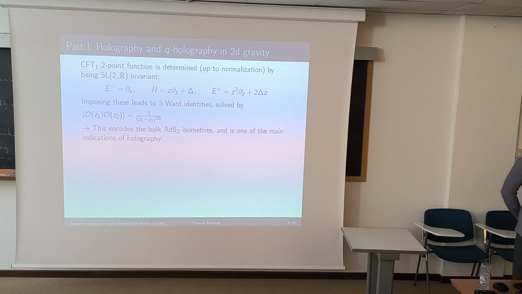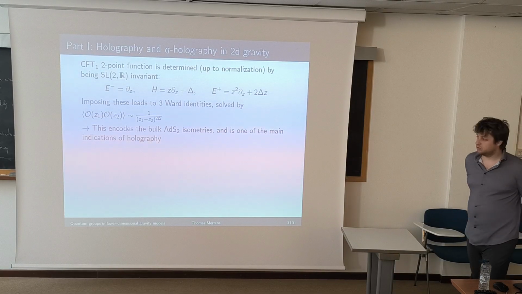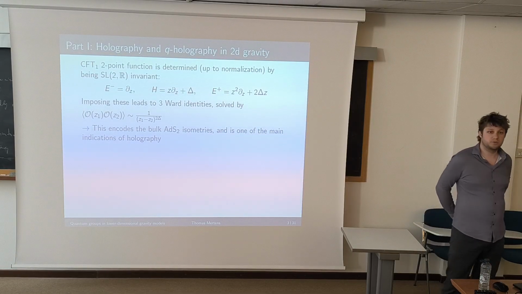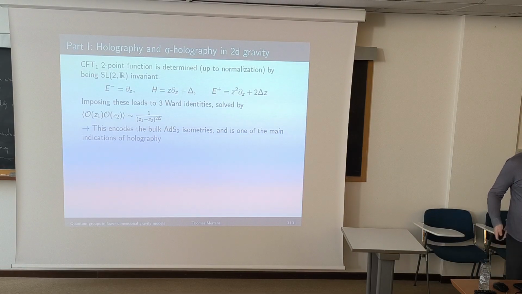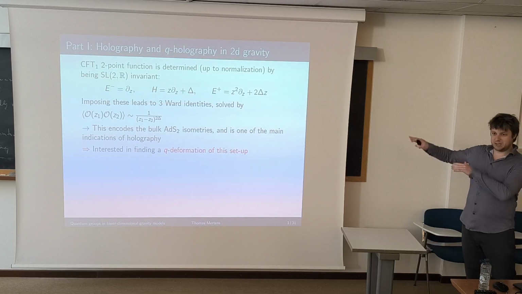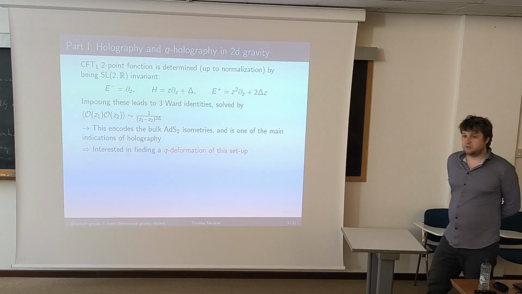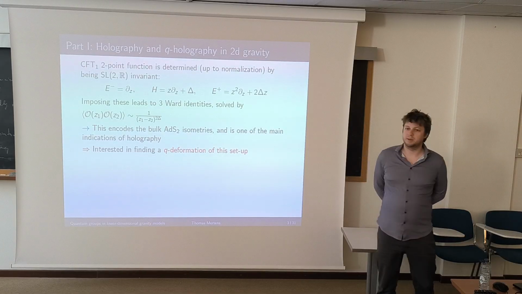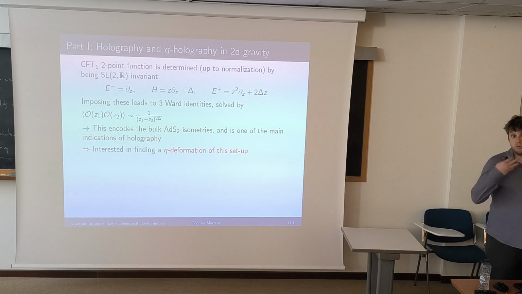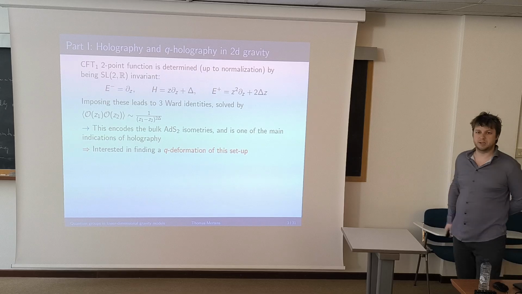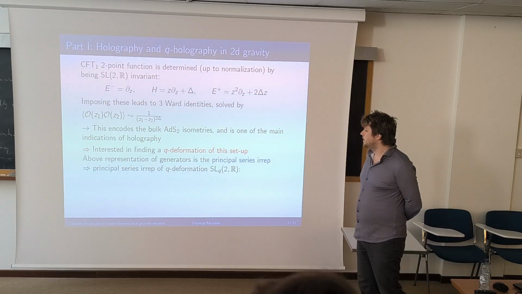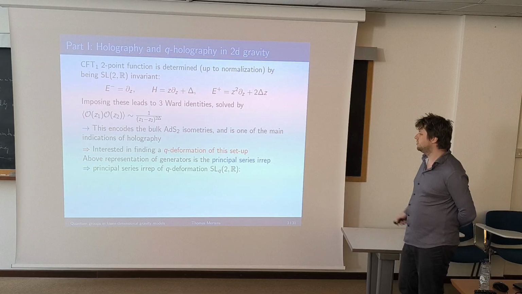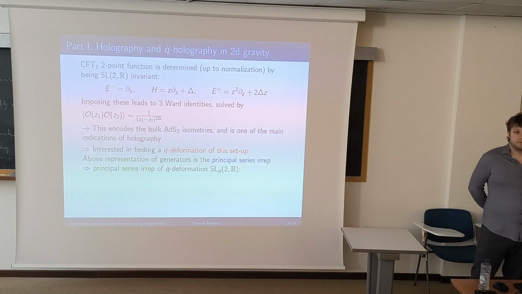Now, holographically, this is interesting because this SL2R invariance encodes the bulk AdS2 isometries, and you can view this as one of the main indications of holography. So this is the standard story. Now I will be interested in trying to find a deformation of this setup. I'll try to mimic these steps here to get to a Q deformation, a very specific type of deformation mathematically.